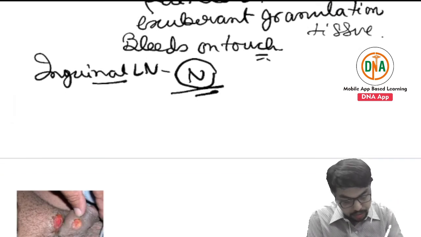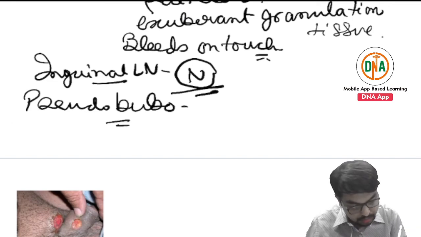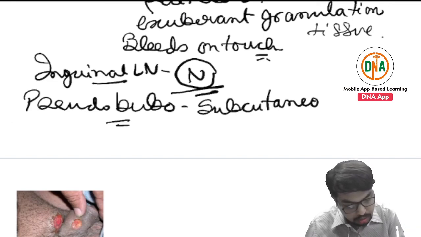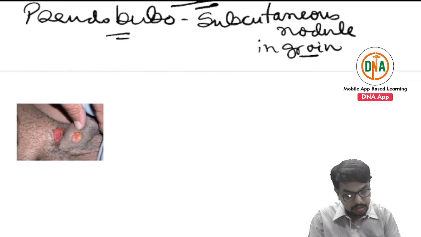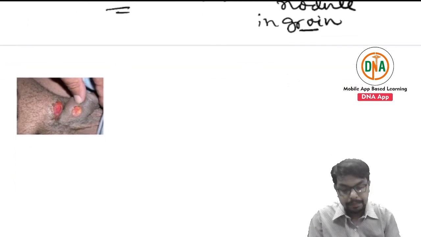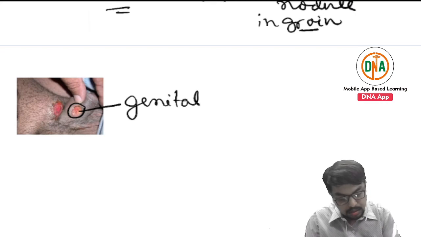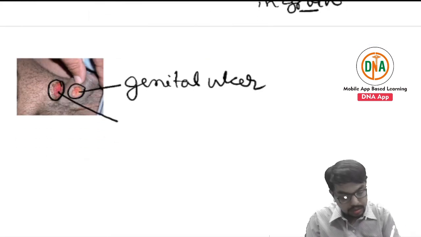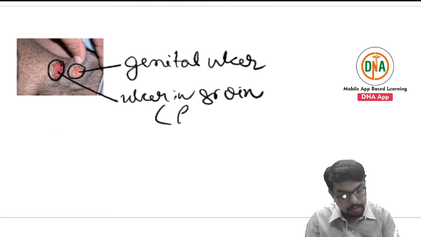But what we get is pseudo bubo. What is that? There is a subcutaneous nodule in the groin. This nodule may rupture and produce ulceration also. So this is the picture of granuloma inguinale. See, this is the genital ulcer. And beside this, there is ulceration in the inguinal region. Ulcer in the groin, which is not due to lymph node involvement, is known as pseudobubo.